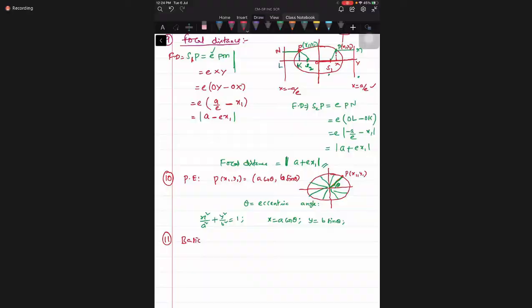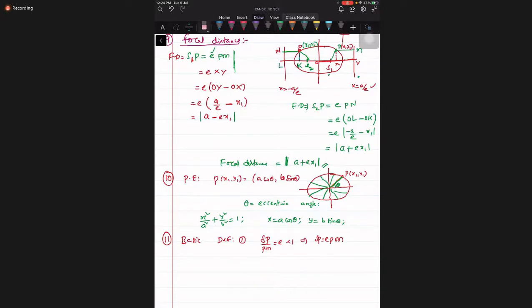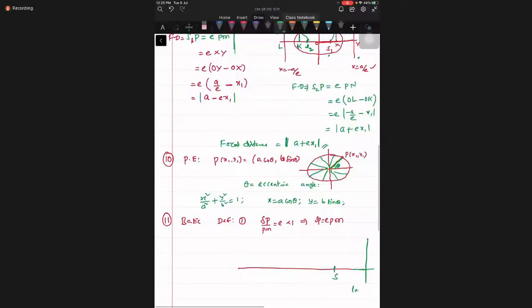Now basic definition 1 and basic definition 2 of the ellipse. What is the first basic definition, students? E is less than 1, that means SP equal to E into PM. Here S is the focus, a fixed point, and PM is the perpendicular distance from the directrix Lx plus My plus N equal to 0, where P is the moving point.